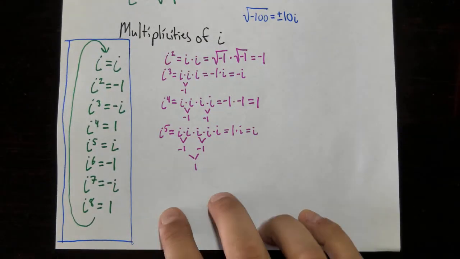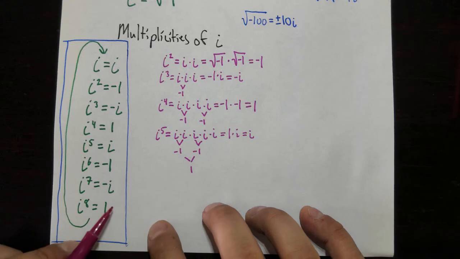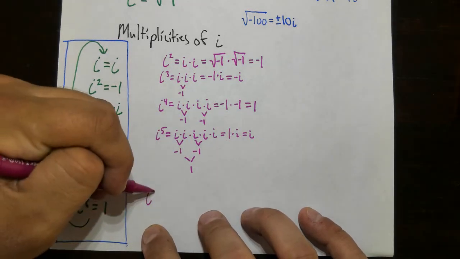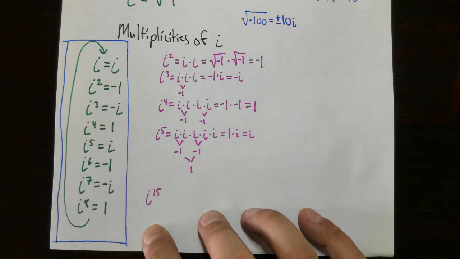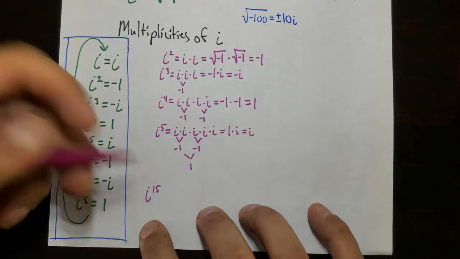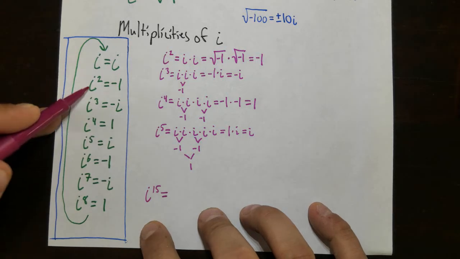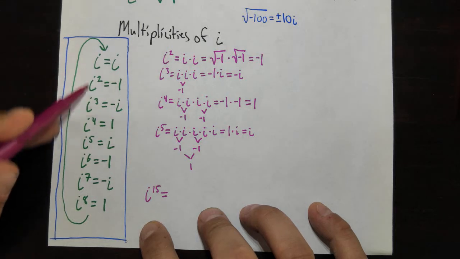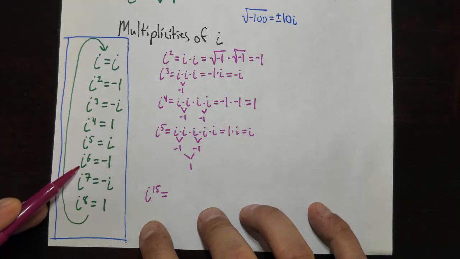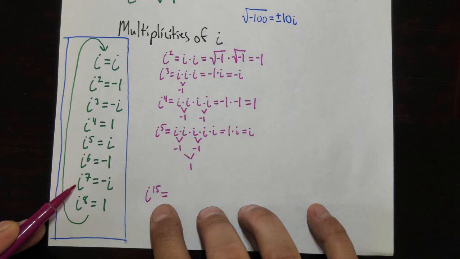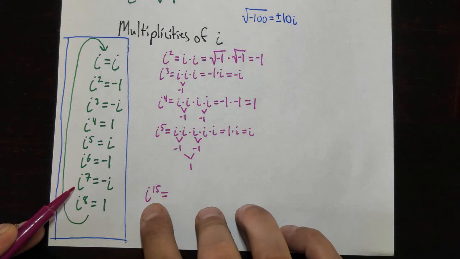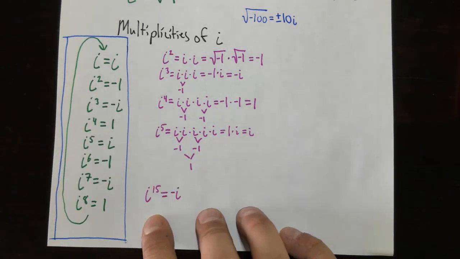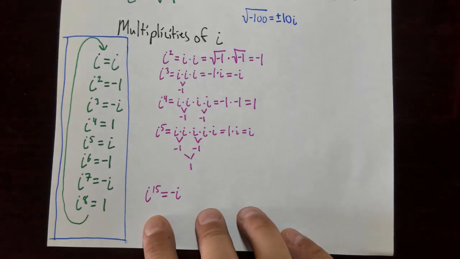So for instance, say I want to find what is i to the 15th? Well, I will just count 1, 2, 3, 4, 5, 6, 7, 8, and since it repeats, I can count 9, 10, 11, 12, 13, 14, 15. So i to the 15th is the same as i to the 7th, which is equal to -i. And you can go on forever.